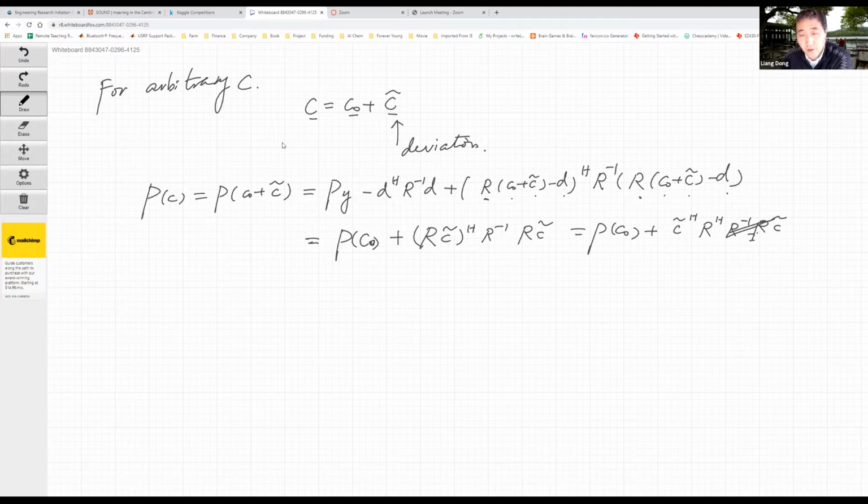Now R is the autocorrelation matrix, right? It's an autocorrelation matrix. It's a Hermitian matrix. So when you do the transpose and then conjugate, it's itself. So what we said here is true for the autocorrelation matrix. Therefore, this part simply becomes R. I'm using that. This part is c tilde H R times c tilde.